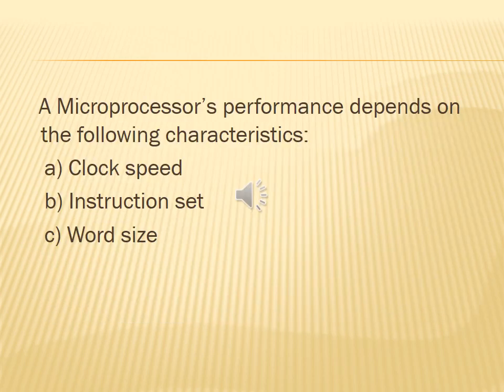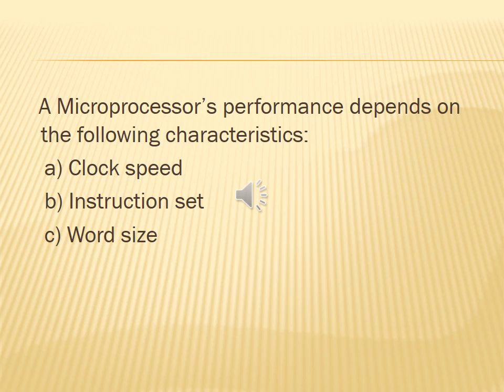Next topic is characteristics of microprocessor. A microprocessor's performance depends on the following characteristics: clock speed, instruction set, word size.